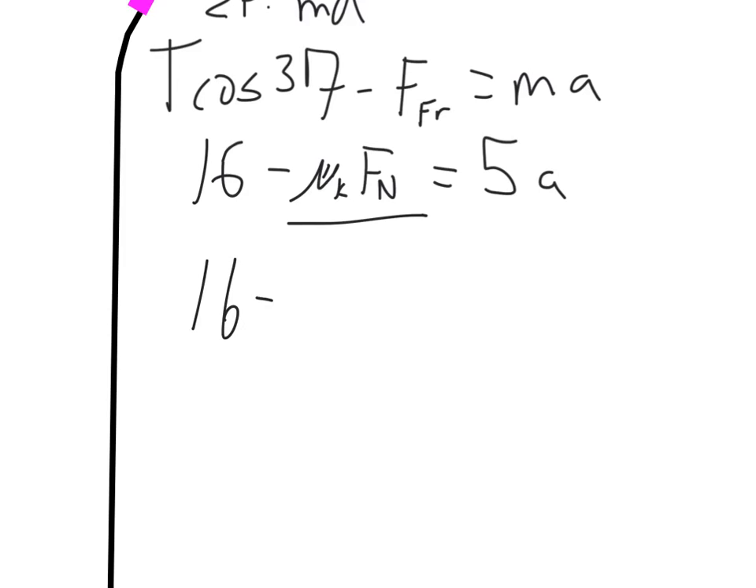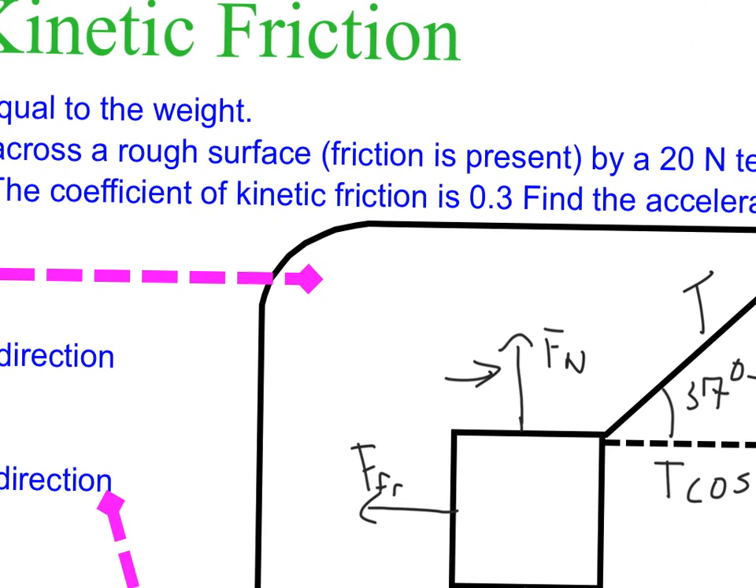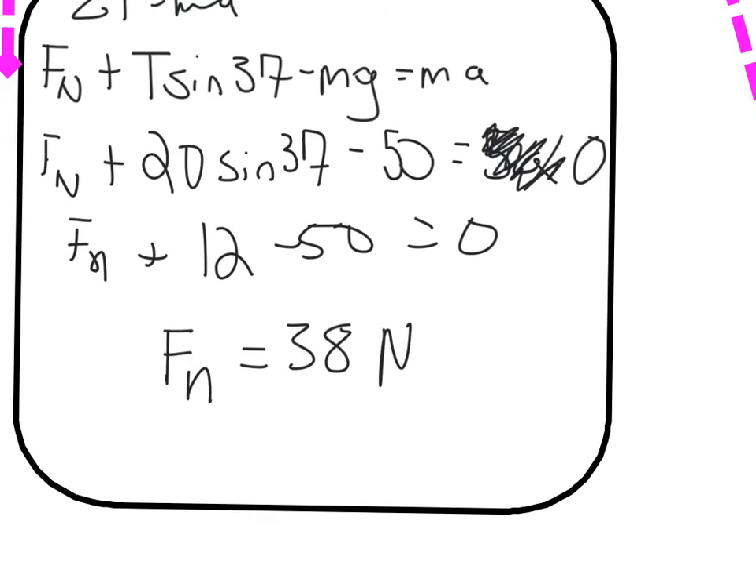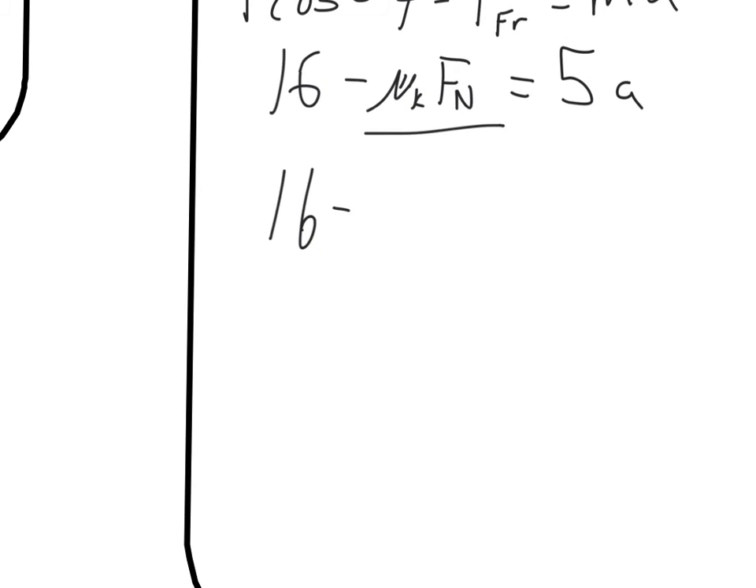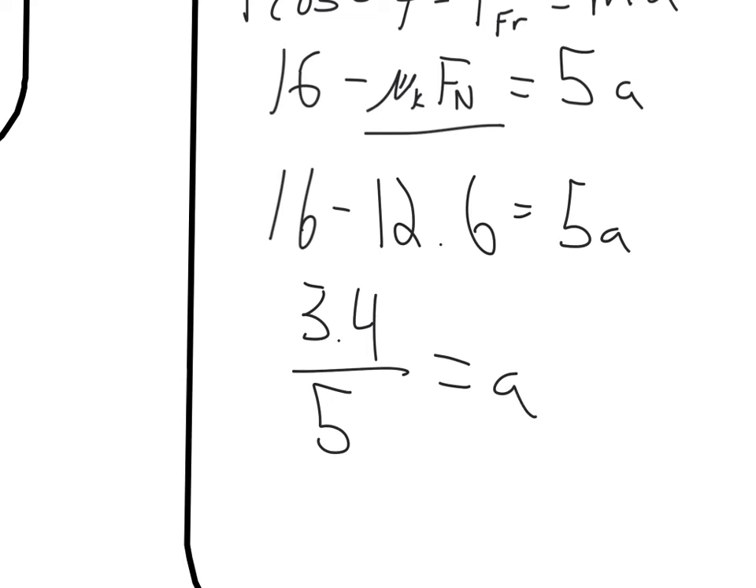I've got 16 minus 0.3. The coefficient of kinetic friction was 0.3, and my normal force I found to be 38, so that should be about 12.6. That's equal to 5a. We're looking at 3.4 over 5 equals a. Again, I am calculatorless, but that should be somewhere between 0.6 and 0.7, a little less than 0.7, about 0.68, I believe.